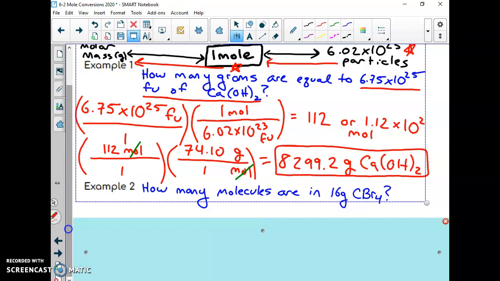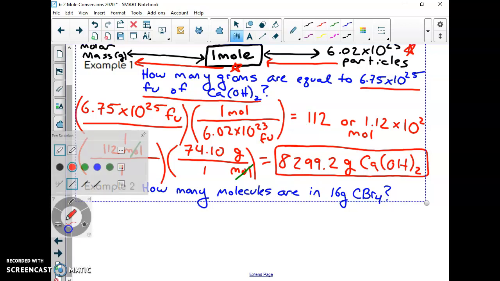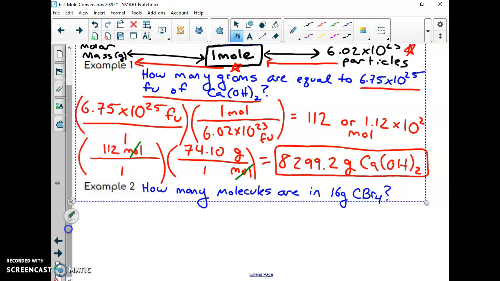So we're almost out of the woods here. We've got one more to look at, and I think this one's a little bit nicer to do. I would switch colors if you're going to use 2 colors. Switch this over to green. So how many molecules are in 16 grams of carbon tetrabromide? We've got our question. We want to end up at molecules. We have our initial value of 16 grams. So we'll start off with our initial value as we've been doing, 16 grams, CBr4.